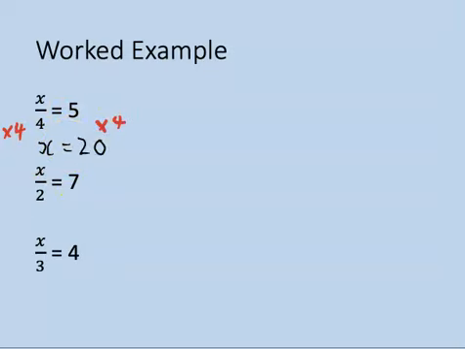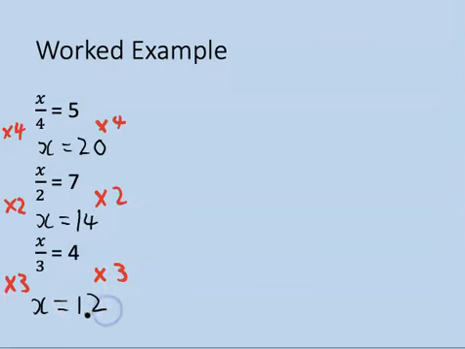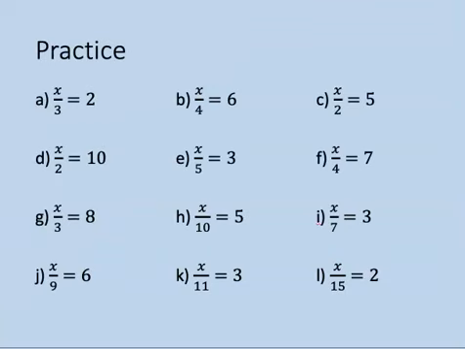Same here again. I times by 2 because that's what's on the bottom. x is going to be on the left. 7 times 2 is 14. My final one I do is I now times by 3. Why? Because 3 is what's on the bottom of this fraction. The 3's cancel here, so it's just x on the left. And 4 times 3 gives me 12. So have a go at these ones.